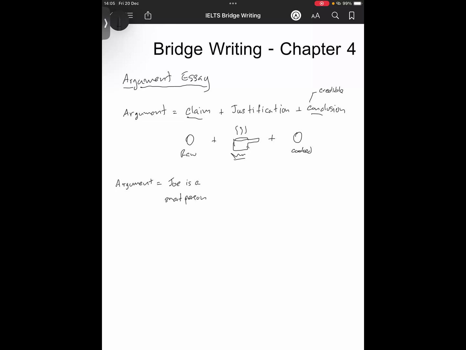So you guys know what it means. You probably don't know who Joe is, and neither do I, but you can clearly understand the sentence. But do you believe it? That's another question, right? Do you believe Joe is a smart person just because I said? No, right? You need more than that. You need some justification. So I have to give you reasons why you should believe that Joe is a smart person.